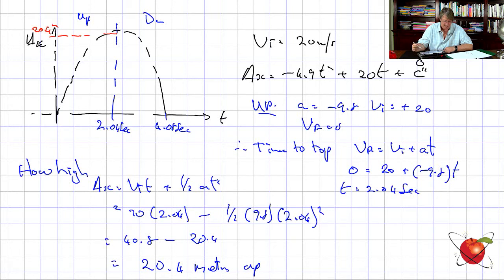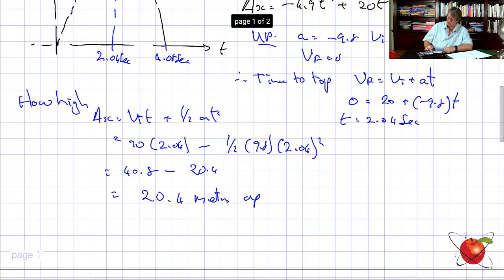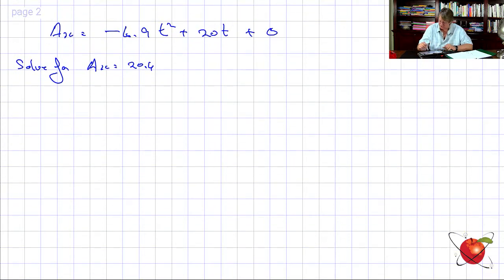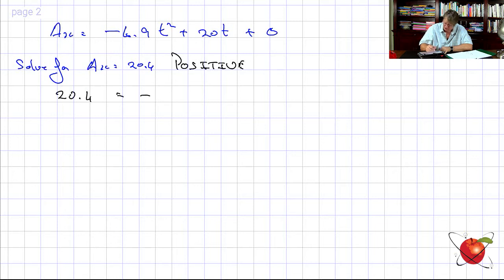Let us now see and get what time. At what time does it reach that height? In other words, at what time does it reach the apex? Well, quite straightforward. We say, right, delta x 20.4 is positive. Why? Because positive is the height up, isn't it? Positive up, vi up, a is acting down. So therefore we say 20.4 equals minus 4.9 t squared plus 20t. Now we solve for t.